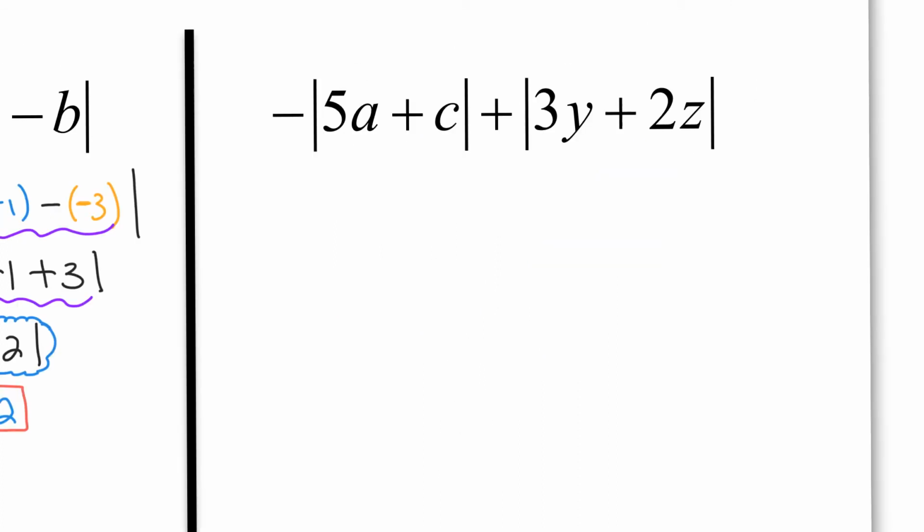And this one here, you have negative absolute value of 5a plus c plus the absolute value of 3y plus 2z. Now that negative right there, guys, it actually has an invisible 1. So we do have a negative 1 in front of the absolute value. And since I don't have anything in between, I will multiply the negative 1 times the absolute value. But you're not going to distribute. Remember, this is not parentheses. You actually have to evaluate, and then after you find the absolute value, whatever is inside, then you multiply by negative 1. So I'm going to substitute the values of a, c, y, and z.